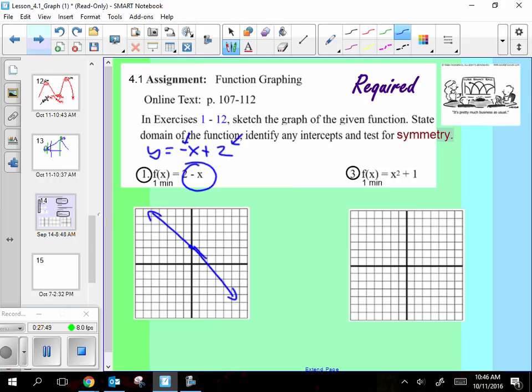Now, for some of these, you're going to have a harder time graphing them than that. Some of these, you may want to make an XY chart. I have said this a zillion times. I'm going to say it again. The XY chart is your best friend on every graphing problem that we do. Because when they get complicated, which they will, you'll need the XY chart to figure out where the graph is.